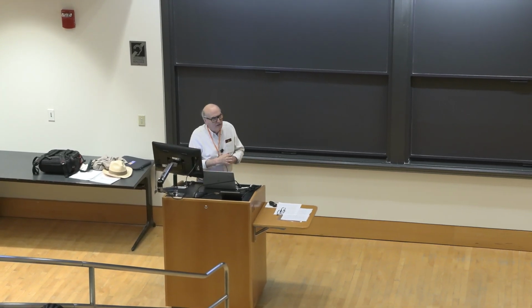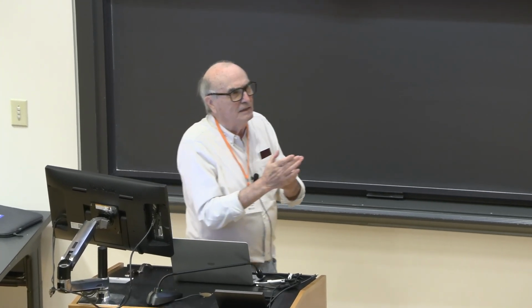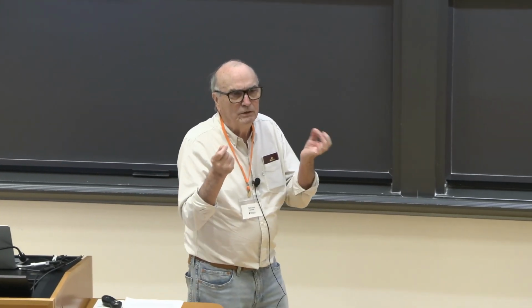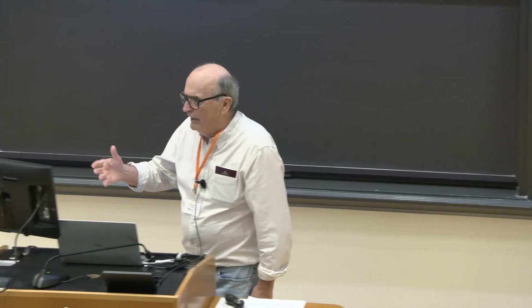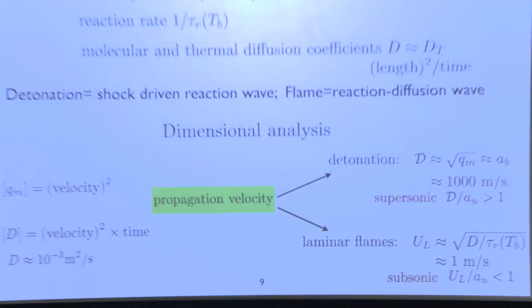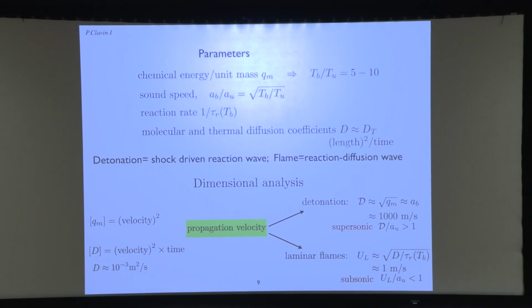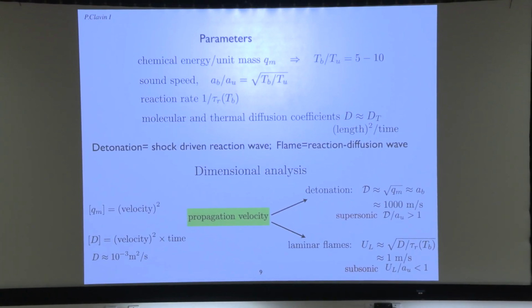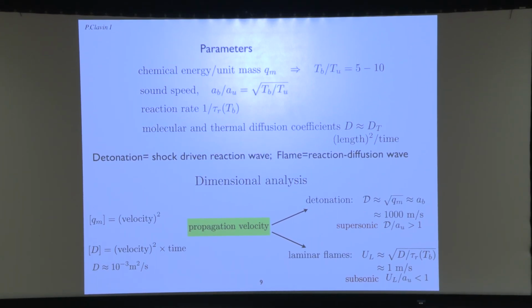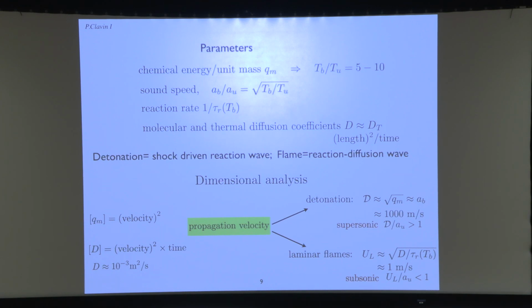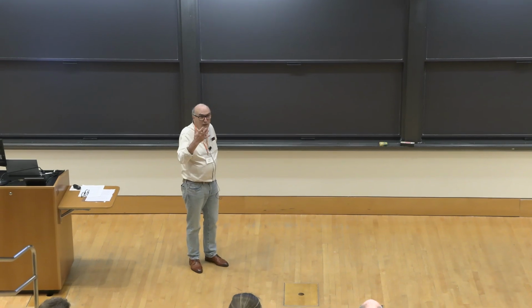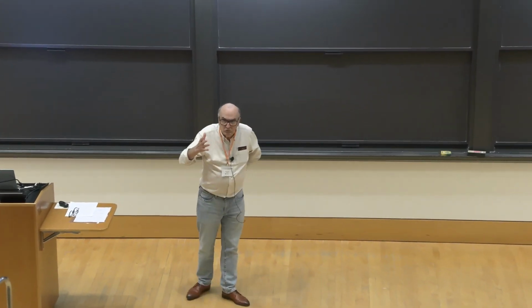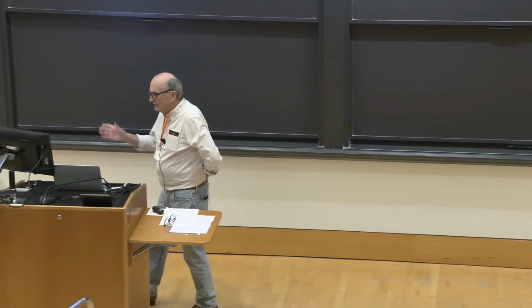But on the other hand, you can build a velocity using the diffusion coefficient and the characteristic time between collisions of molecules. The only way to have a velocity with this diffusion coefficient is to take the square root of the diffusion coefficient divided by the reaction time of the combustion. If you do that, you obtain something of 1 meter per second, which is typically the velocity of a flame. So just by dimensional analysis, you find two possible velocities that are quite different.